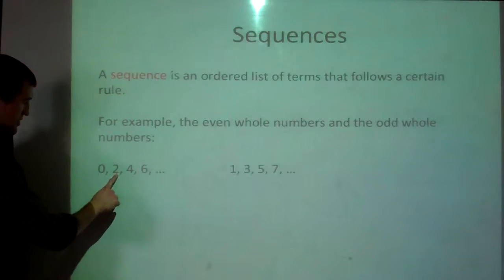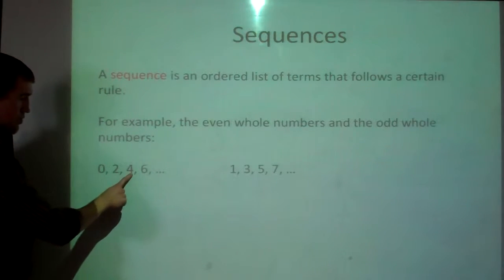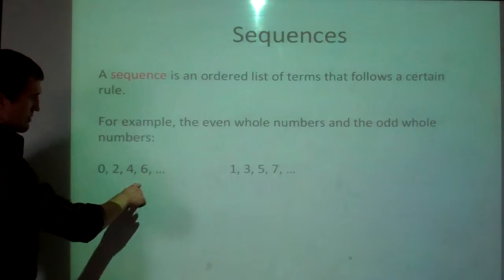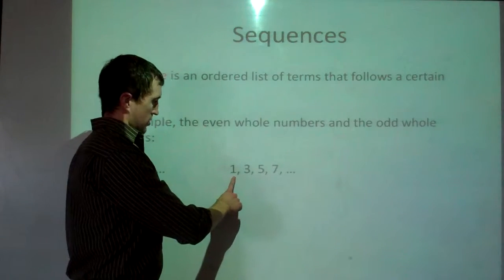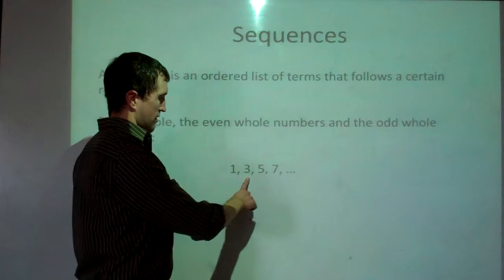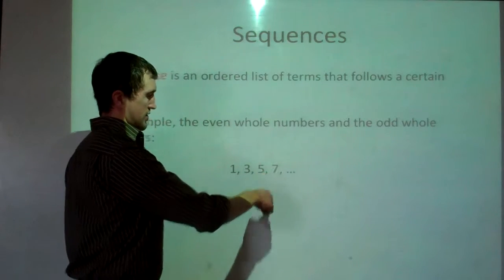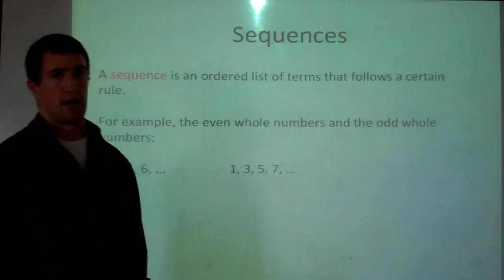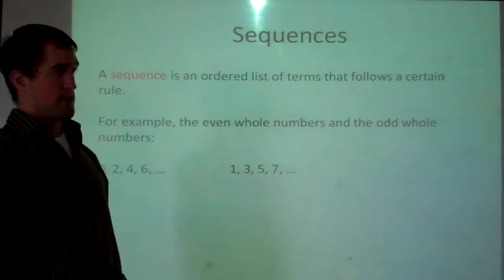0 plus 2 gives us 2. 2 plus 2 gives us 4. 4 plus 2 gives us 6. 1 plus 2 gives us 3. 3 plus 2 gives us 5. 5 plus 2 gives us 7. And we continue in that pattern forever in the positive direction.